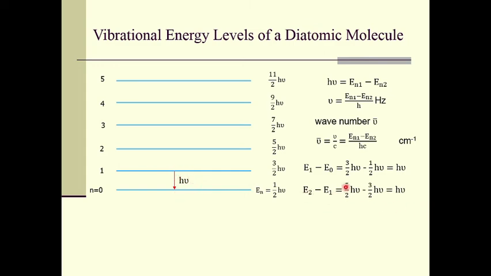For E2 to E1 transition, again we have 5 by 2 h nu minus 3 by 2 h nu, which is equal to again h nu, right? So that is shown here.